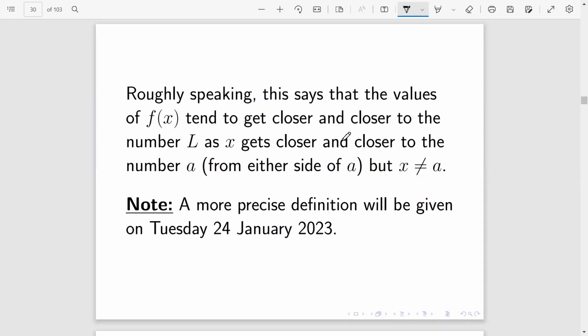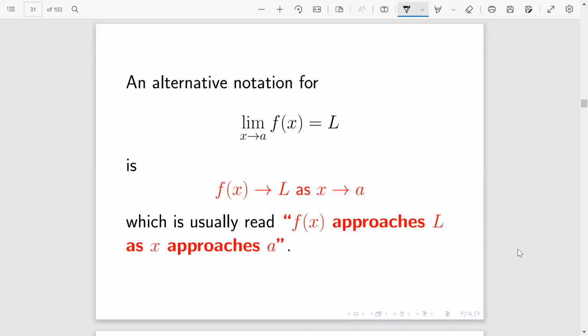I hope I'm making sense. So more of this will come when we get to the precise definition, because remember this definition that I just gave is just intuitive. It's just giving an idea of what we're talking about. Getting the precise definition will be next week on Tuesday, when the lesson should focus on that precise definition, so that we can calculate limits without having to go through all this work of looking at the x values approaching a and all that. So this is an alternative notation. We can say that f of x approaches L as x is approaching a. So this is one way of saying it.